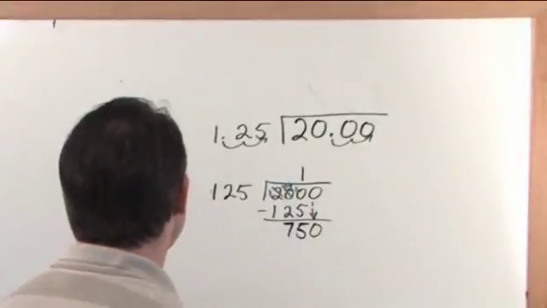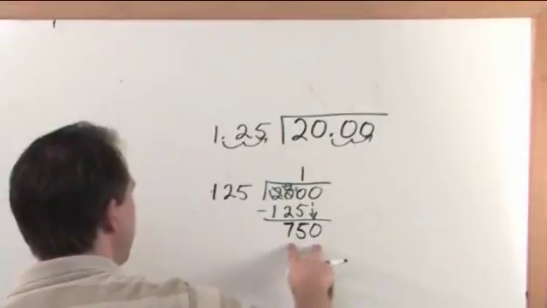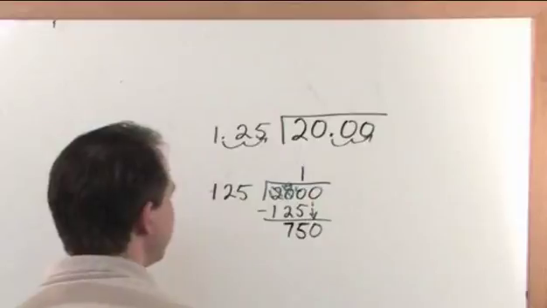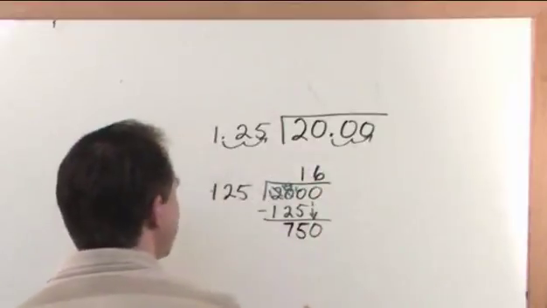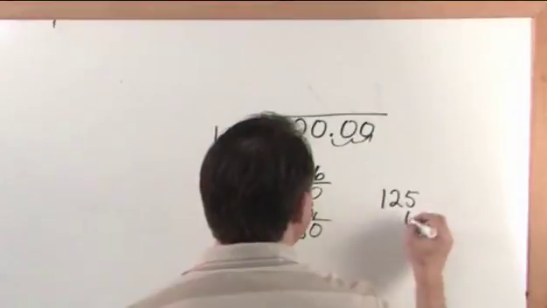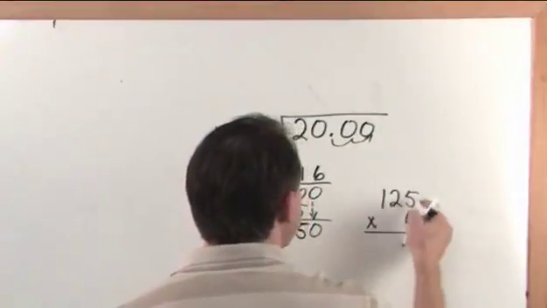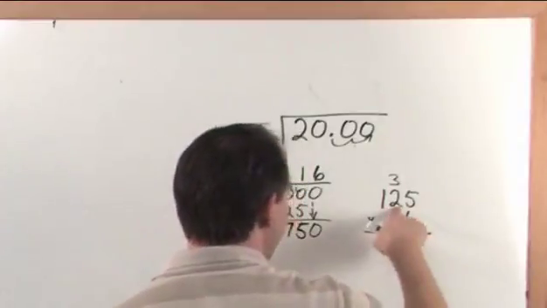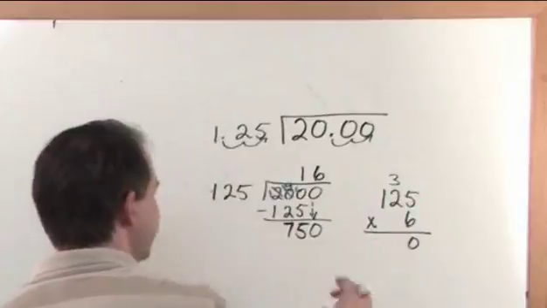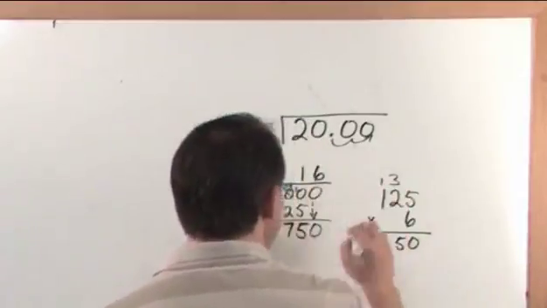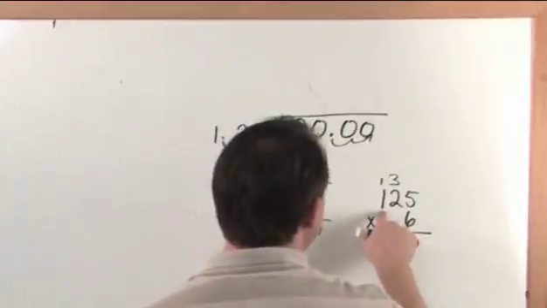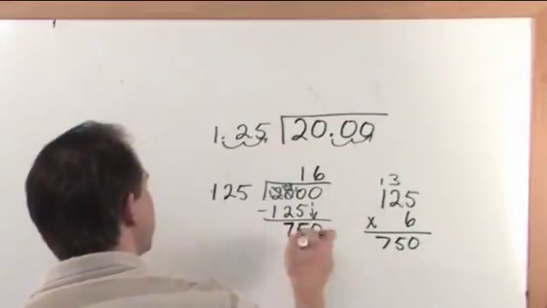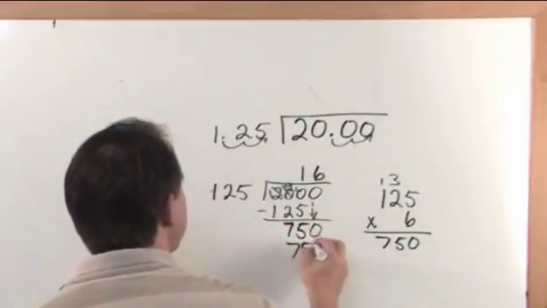How many times will 125 go into 750? Well, another way of saying that is 125 times what number will give you 750? And the answer is going to be 6, because if you take 125 times 6, 6 times 5 is 30, so I carry the 3. Now moving on, 6 times 2 is 12, plus 3 is 15. So I'll put the 5, carry the 1. And then 6 times 1 is 6, plus 1 is 7, so it's 750. So it goes exactly 6 times. 6 times 125 is 750.